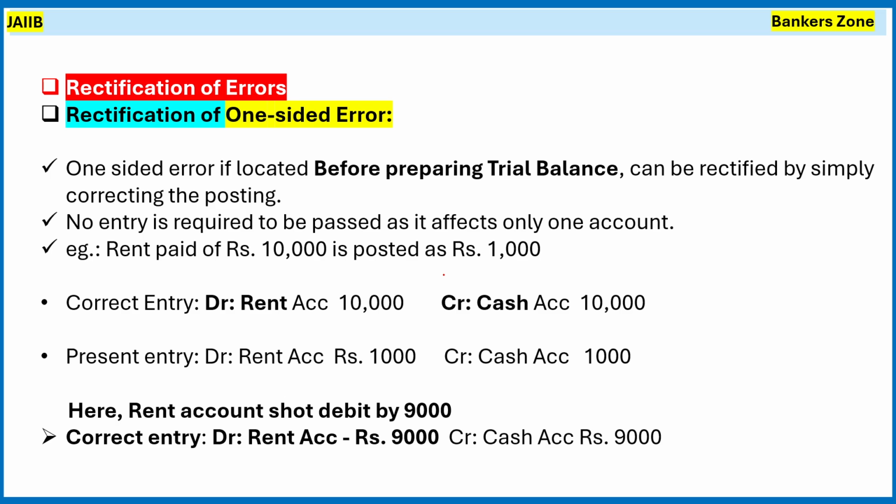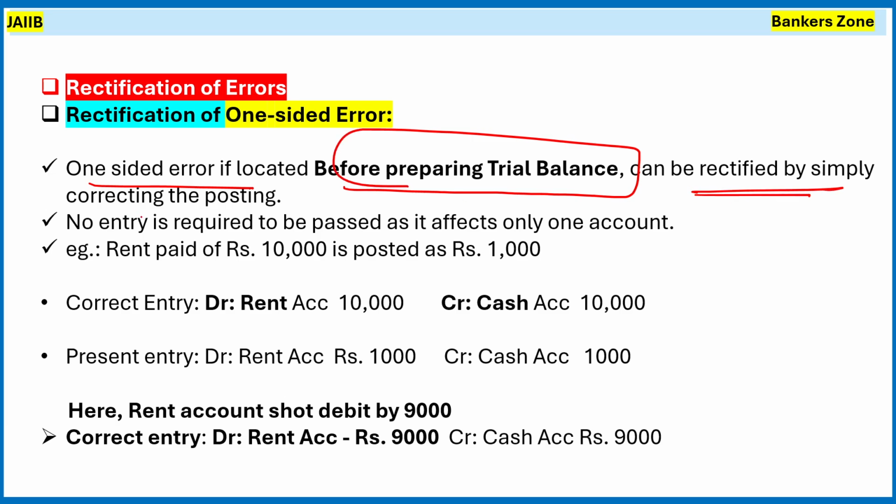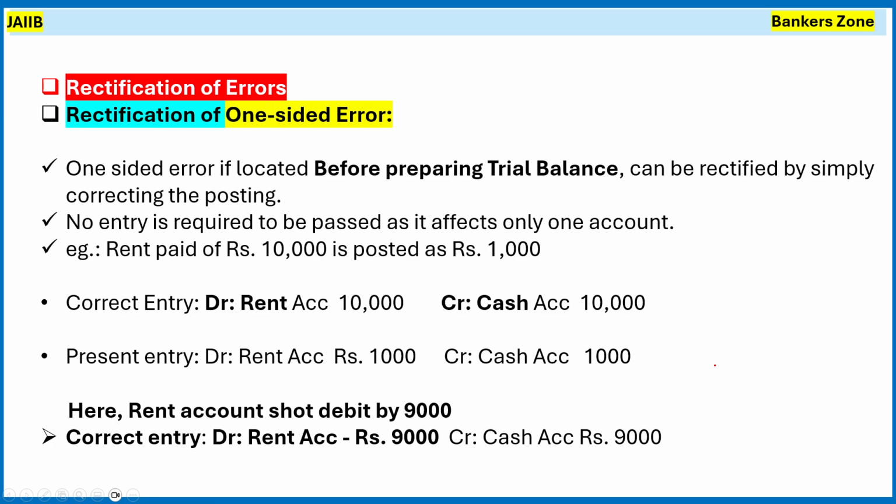So, rectification of error, one-sided error. See, if a one-sided error is located before preparation of the trial balance, we can rectify it simply by correcting the error. If you have not prepared the trial balance and you got the error before it, you can easily rectify it. Now see, through an example you will get it. No entry is required to pass for this error as it affects only one account. So in case of only a one-sided error, we will not pass any entry.